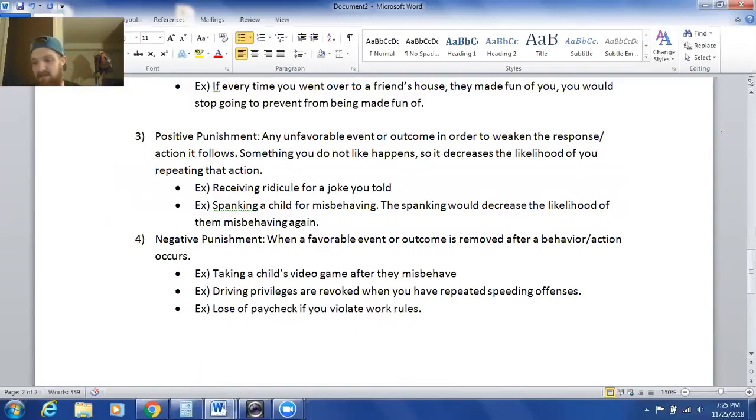So does that make sense for positive reinforcement, negative reinforcement, positive punishment, and negative punishment? And type yes in the chat if it makes sense. Okay.